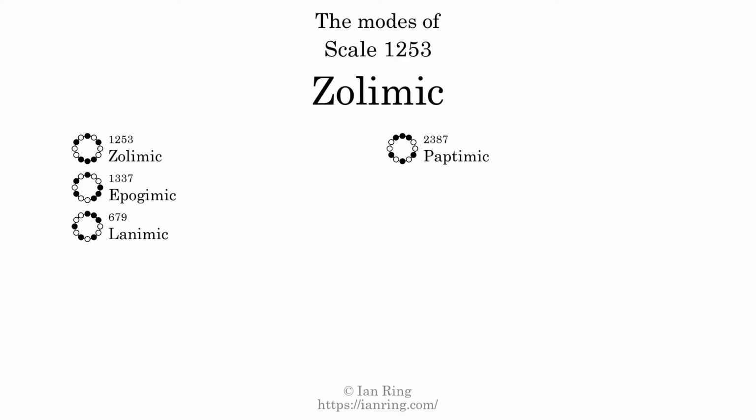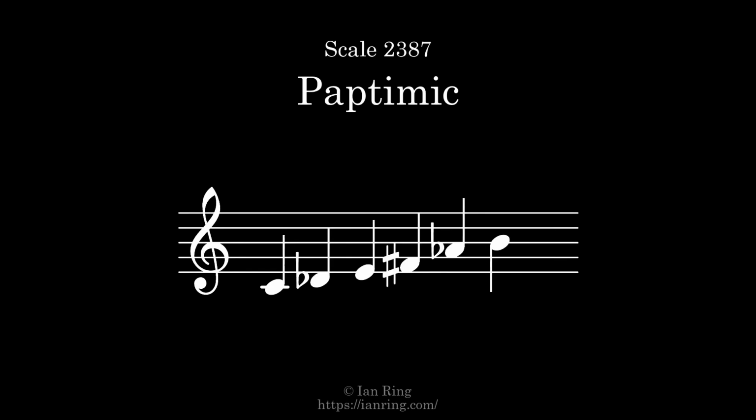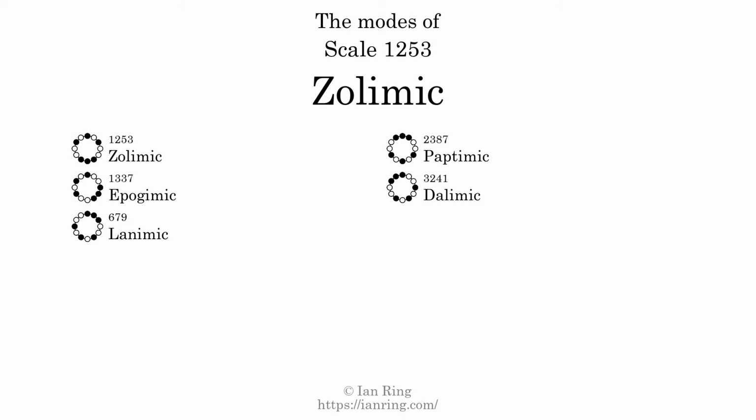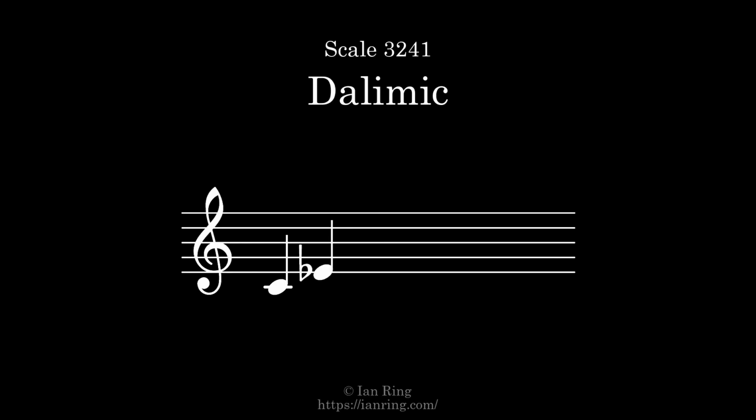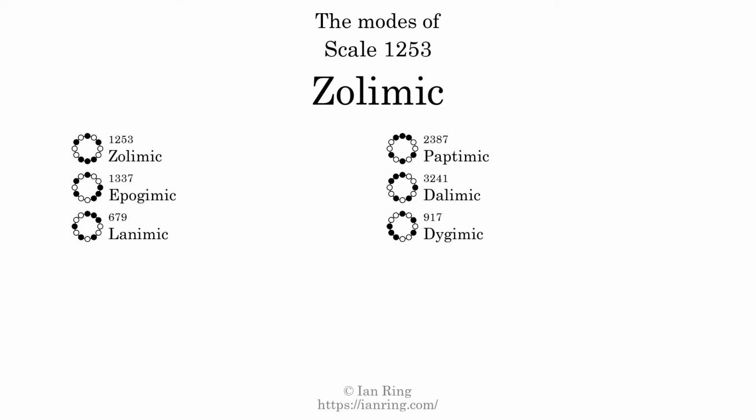The fourth mode is scale 2387, also known as paptemic. It sounds like this. The fifth mode is scale 3241, also known as Zolimic. It sounds like this. The sixth and last mode is scale 917. Also known as digemic. It sounds like this.